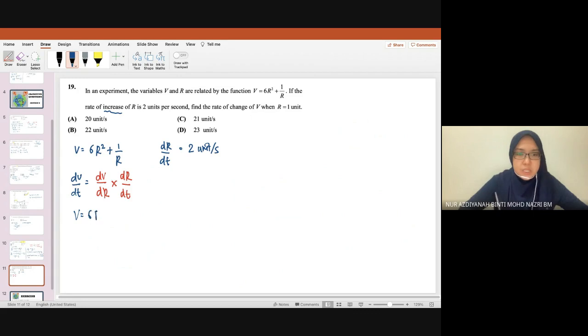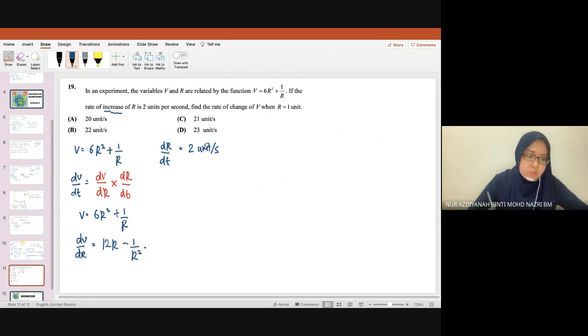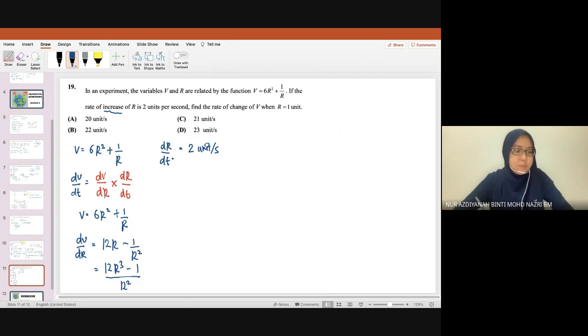So from V given by 6R squared plus 1 over R, dV over dr is equals to 12R and then minus with 1 over R squared. Okay. So kita nak dV dr kan. So kalau boleh kita simplify lagi lah. Jadi dia one single fraction. So 12R cube minus 1 over R squared. Okay, dV dr.